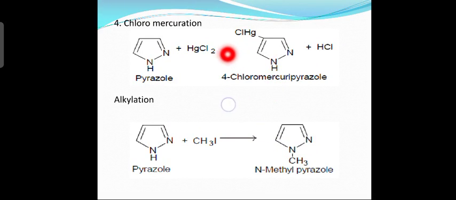So mercury chloride gives 4-chloromercurypyrazole. Next is alkylation. Pyrazole reacts with an alkyl halide, for example methyl iodide, to give N-methylpyrazole. So N-methylpyrazole is obtained.